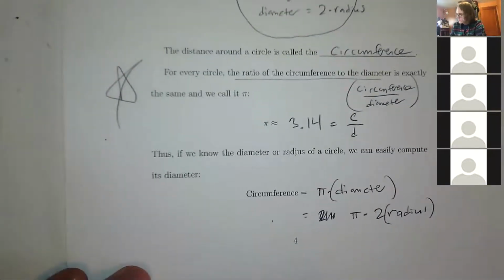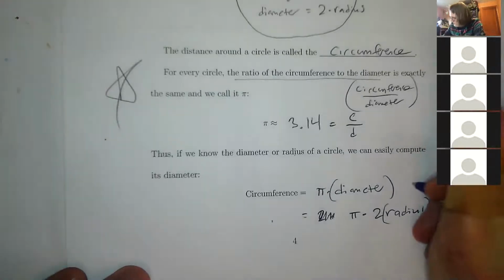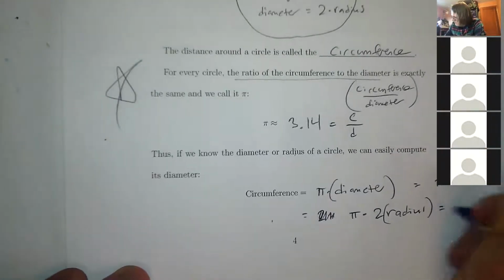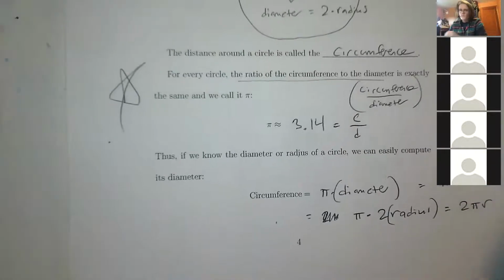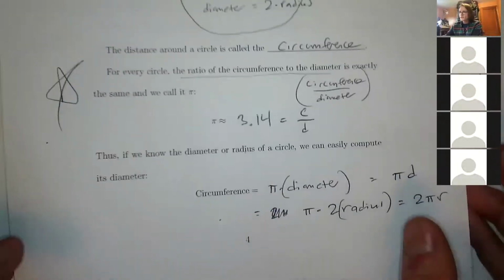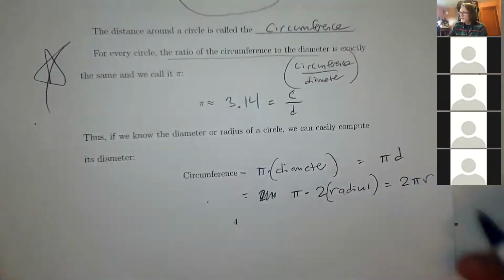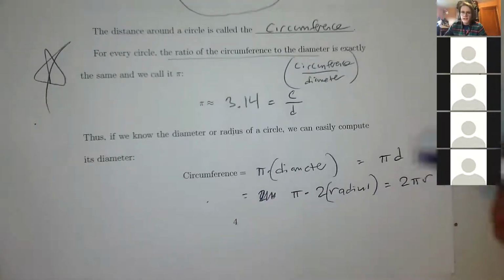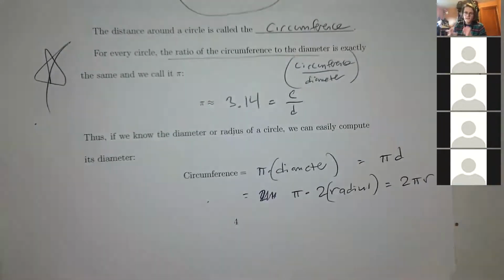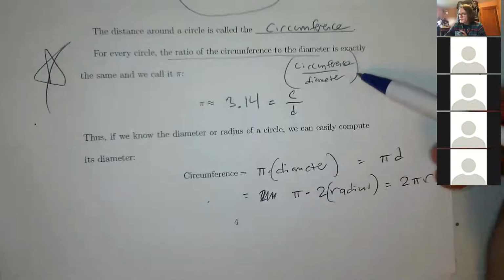Right? So alternatively, this is pi d and 2 pi r. Right? Usually, if you're looking up formulas online, I think it's almost universal, you'll see pi d and 2 pi r. No one writes it as radius and diameter so much. Yep. So any questions so far? This is actually really interesting, this pi business.